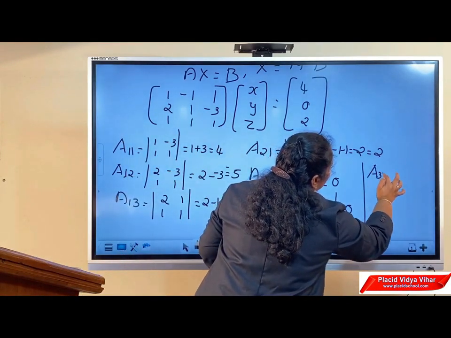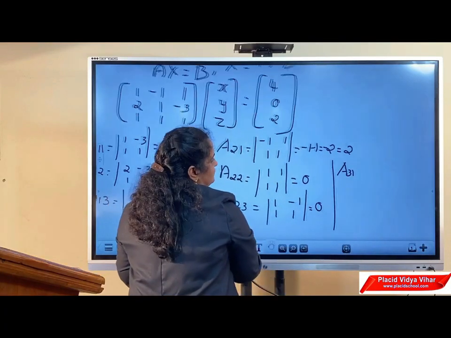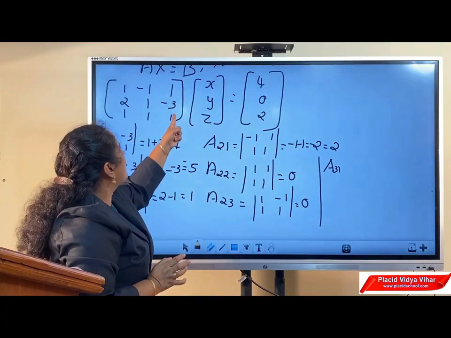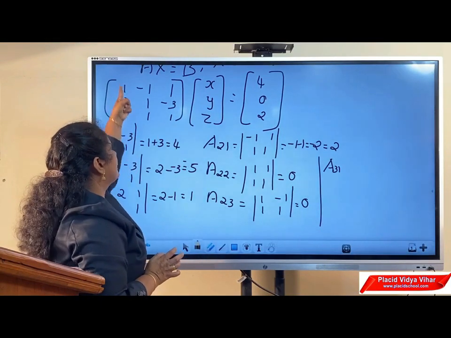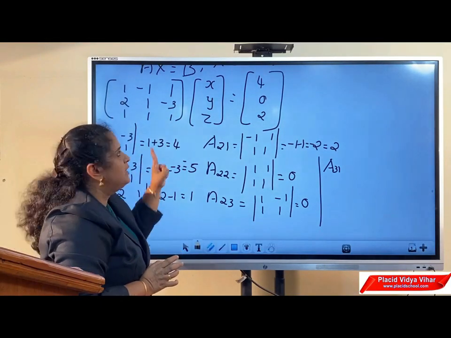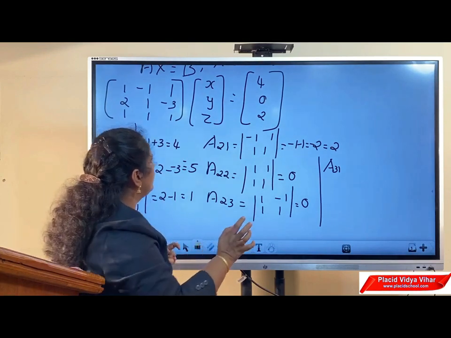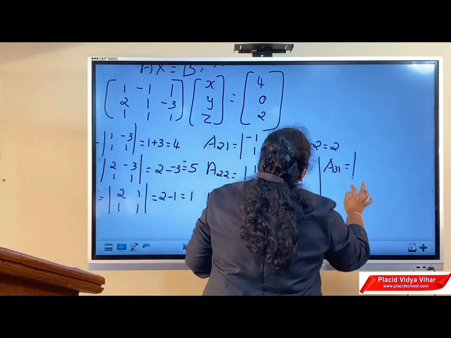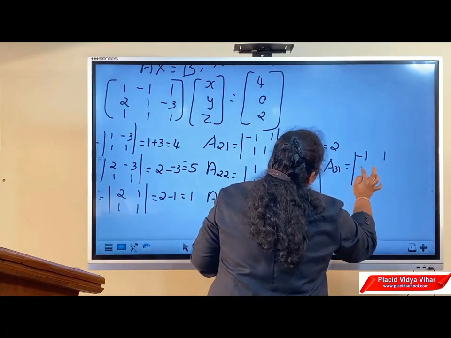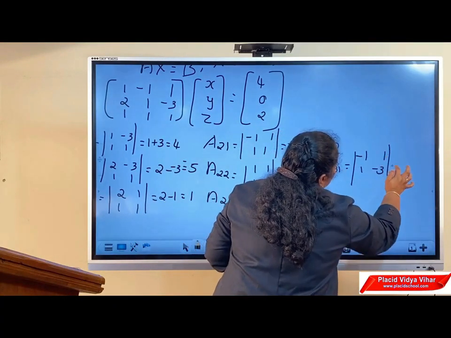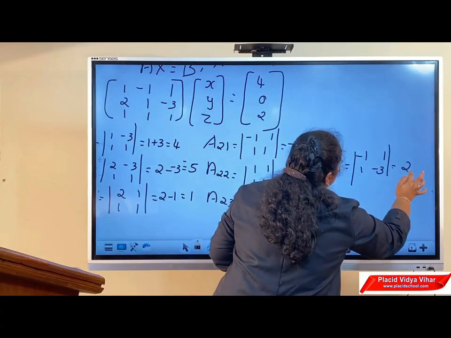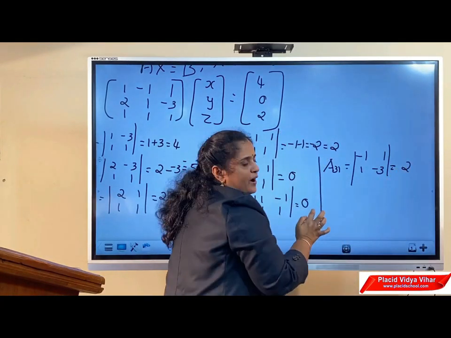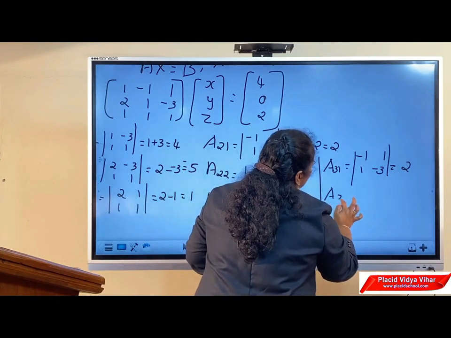A31. A31, we can find out the corresponding rows and columns. A31 means the third row, first element. The corresponding rows and columns eliminate. The remaining elements you should write in the determinant form. That is minus 1, 1, 1, minus 3. Cross multiply, 3 minus 1, that is 2. That element is positive. Then we can find A32.